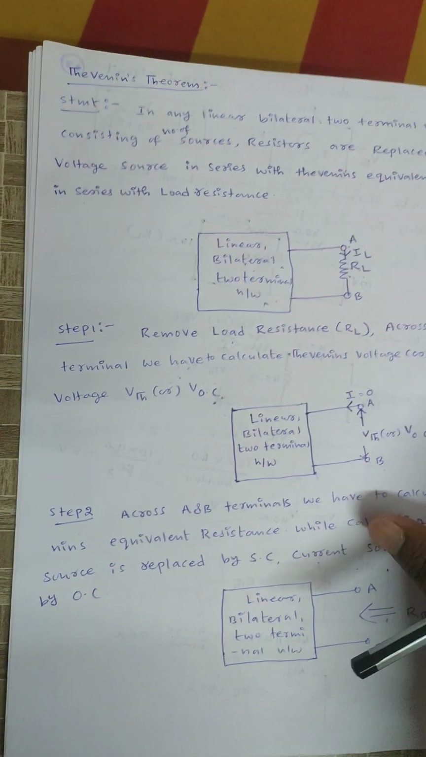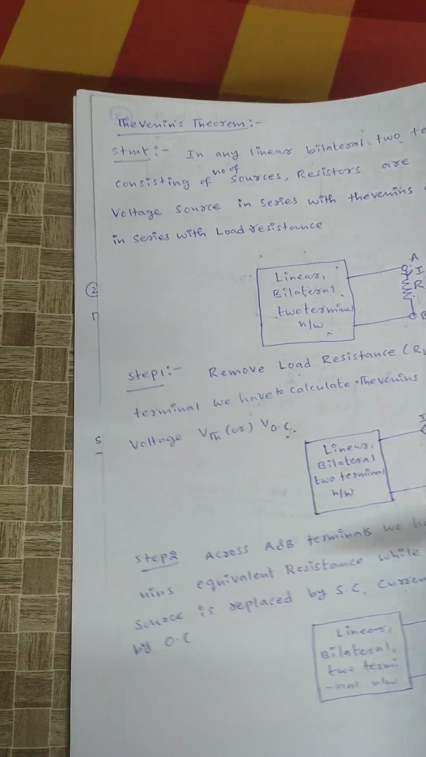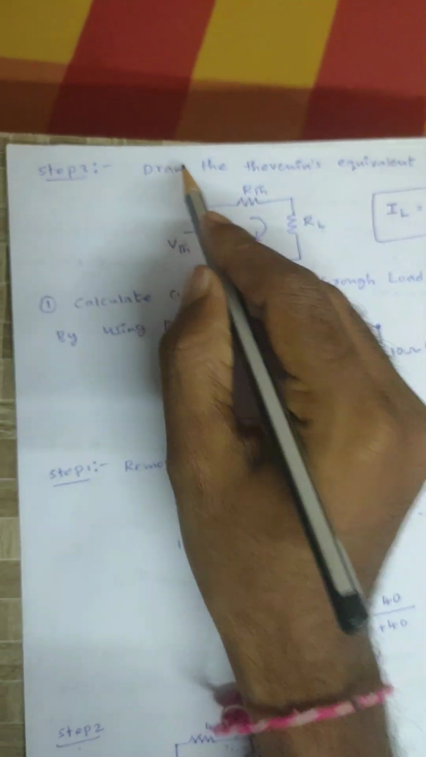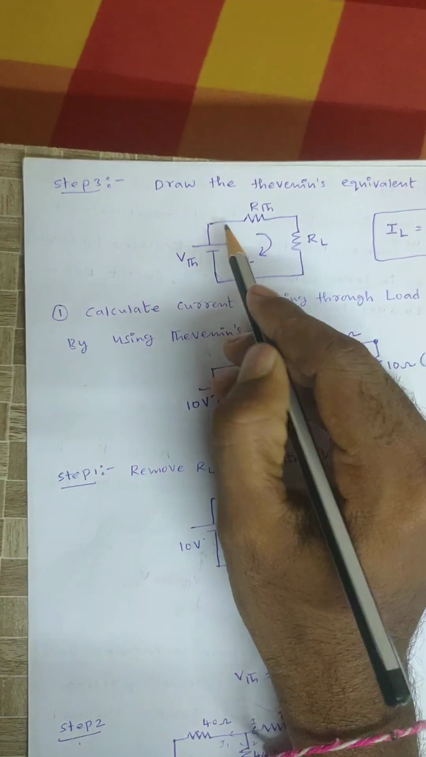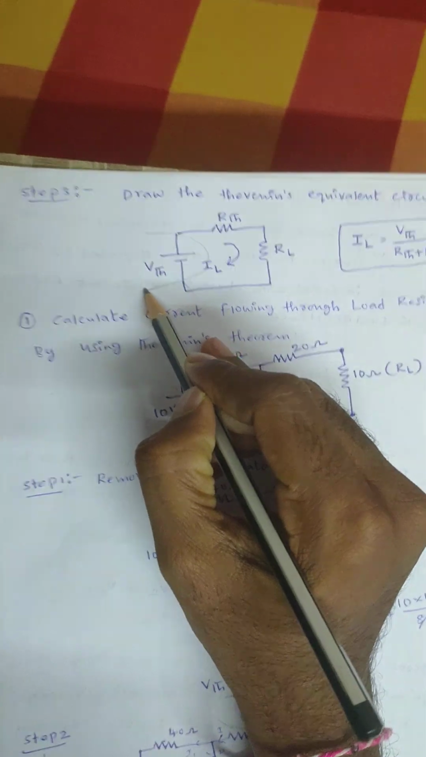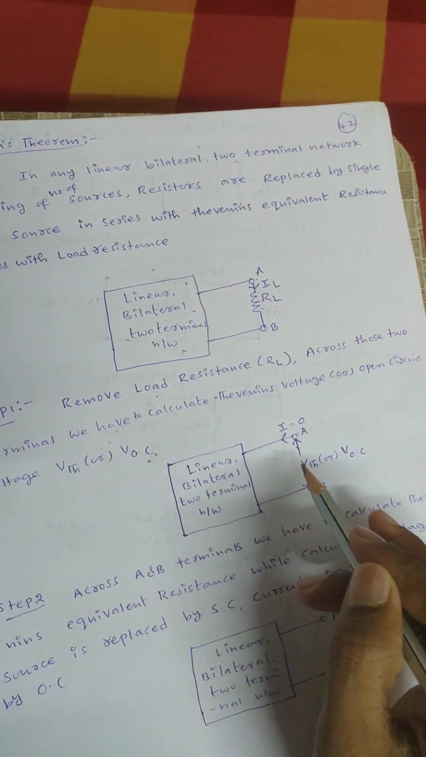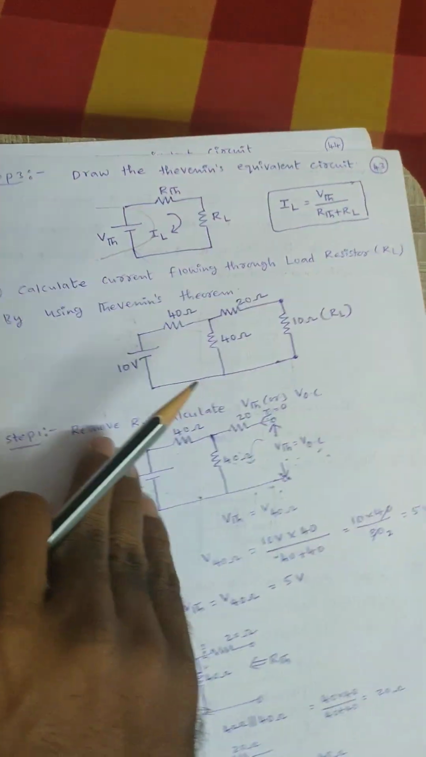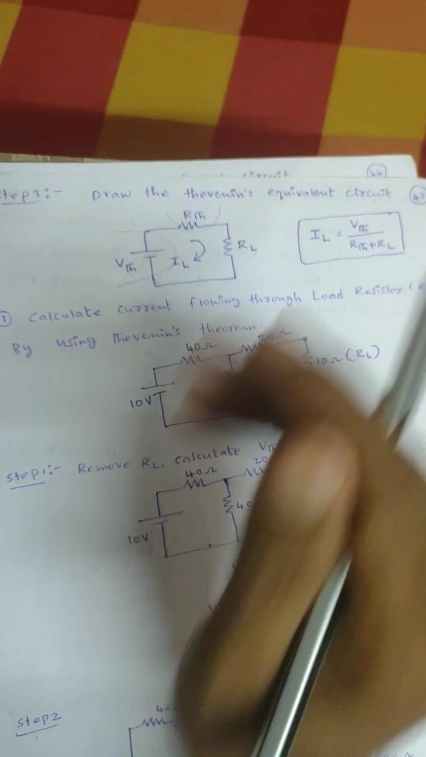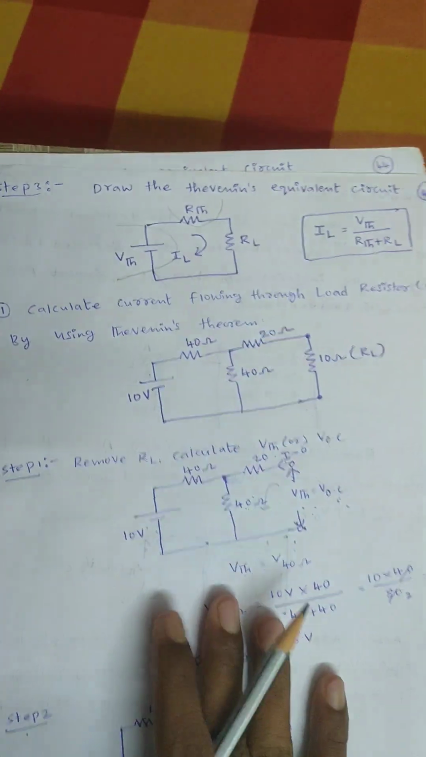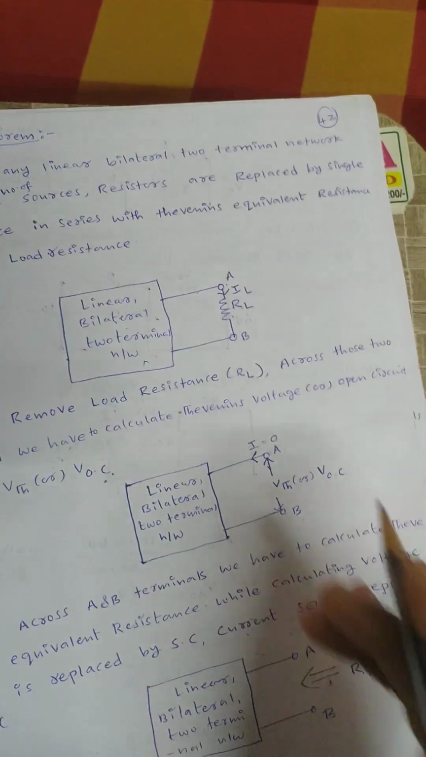Next, coming to step 3. In step 3, draw the Thevenin's equivalent circuit. See here, this is VTH from step 1. Next, this is RTH from step 2, that is Thevenin's equivalent resistance, and RL is the load resistance which was removed in step 1 only.